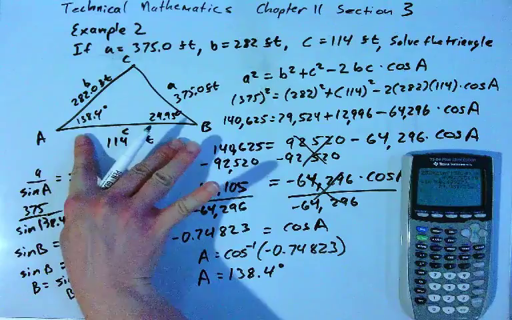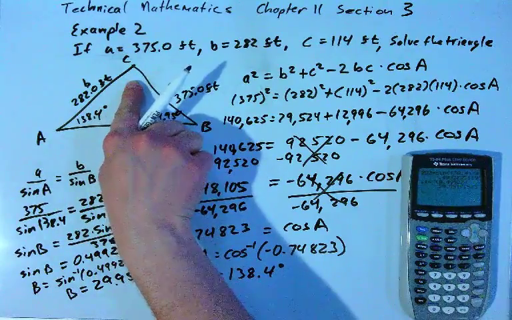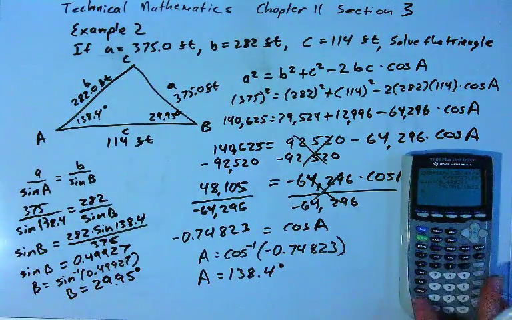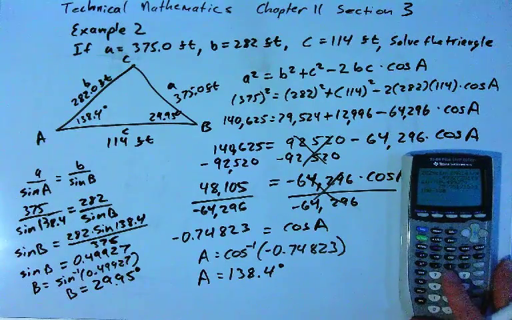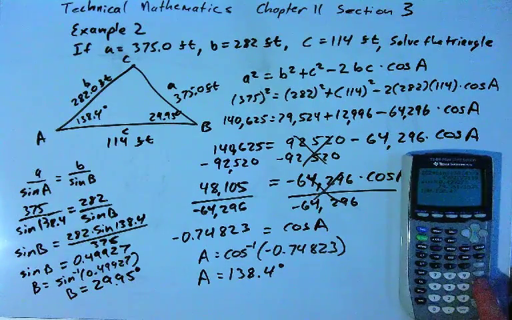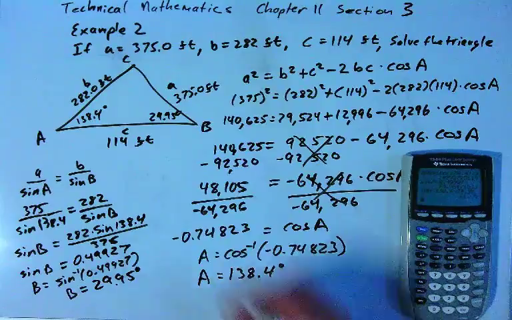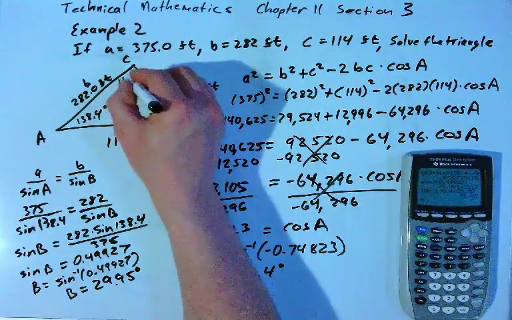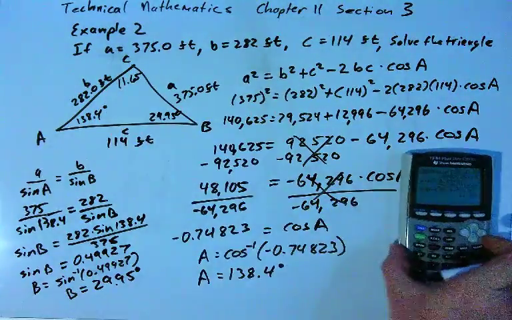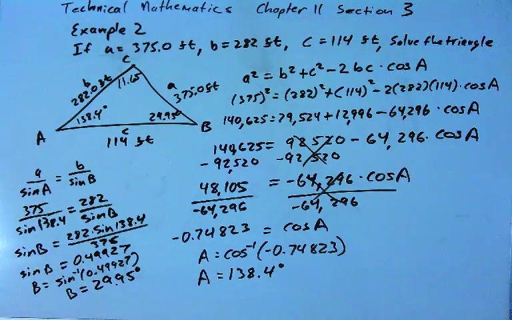Now that I know two of the angles, the third one is easy to find because they have to add up to 180. So we take 180 and we take away 138.4 and we take away 29.95 and we get 11.65. And so again, clearly my triangle is not drawn to scale.